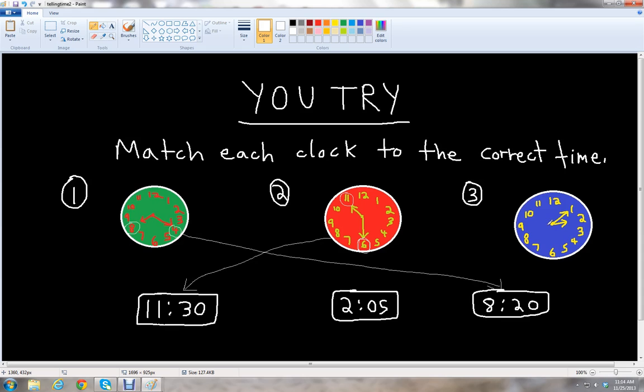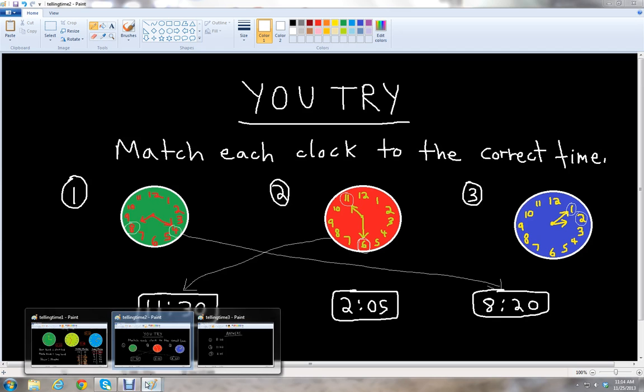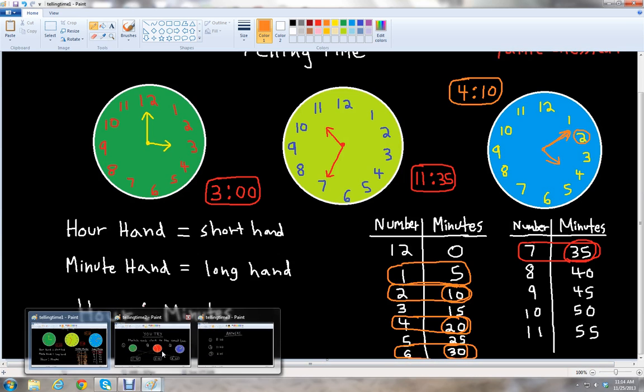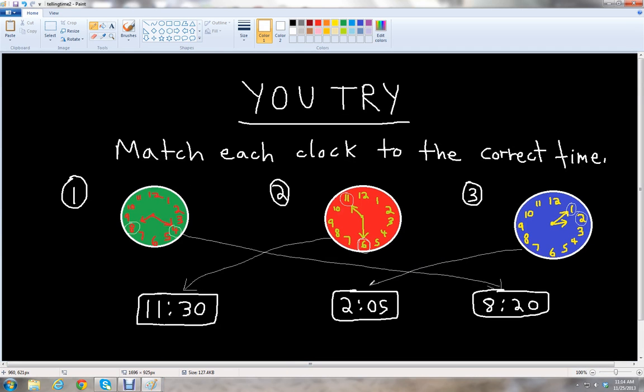Okay, and then number 3, we have this purple clock here with the yellow numbers, and we have the hour hand pointing at the 2, and the minute hand pointing at the 1. So we know the hour is 2. And if we look at the minute hand being 1, that's going to be 5 minutes past the hour. So our time is going to be 2:05. 2:05 for this clock.